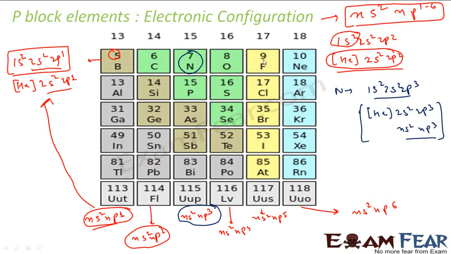Similarly, you will see for oxygen, it will be what? For oxygen the atomic number is 8, so it will be 1s2, 2s2, 2p4. So here also, if you see, ns2 np4 is the general trend. Similarly, you can write for fluorine and neon. So the general electronic configuration is ns2 np1 to 6, but the trend is ns2 np1, ns2 np2, np3, np4, np5 and np6.